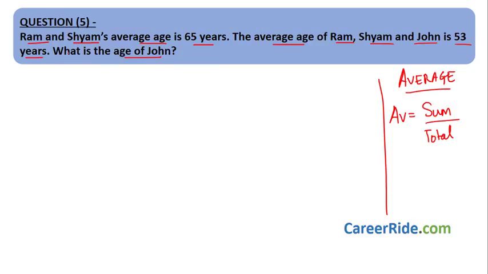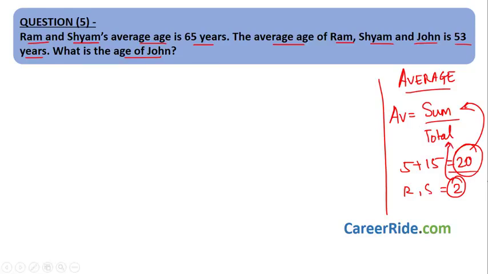So, when we add that, 5 plus 15, what we will get? 5 plus 15 we will get as 20, right? So, we will get 20 over here. So, this is nothing but the sum. And total number of people are 2, Ram and Shyam, only 2 people are there. So, total is 2, right? So, this is total. We just divide this and we get the average. Okay, let's use this concept to solve our sum.